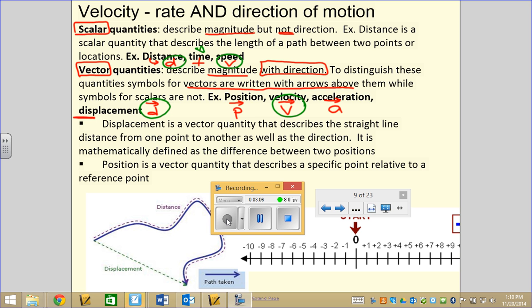For example, time. Time will always be scalar. We will not associate a direction like north or south with time. Time doesn't have a direction associated with it. So even though you might use time to calculate velocity, time will not have an arrow over it ever.